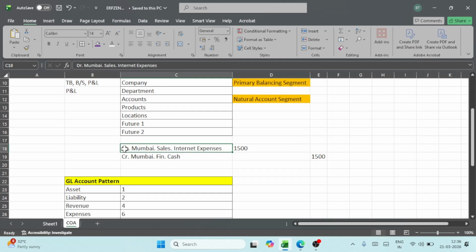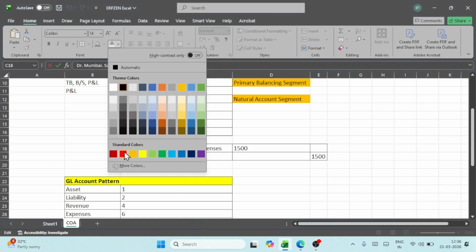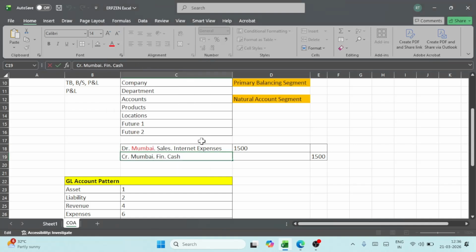For example, if you take this journal entry, here in debit, it says Mumbai. In Mumbai, in debit, it is equal, and in credit also it is the same, Mumbai, the first segment. So what is the dimension of our first segment? It is branch, or let's say it is company or location. Mumbai is our first segment, and I have enabled it as the primary balancing segment.